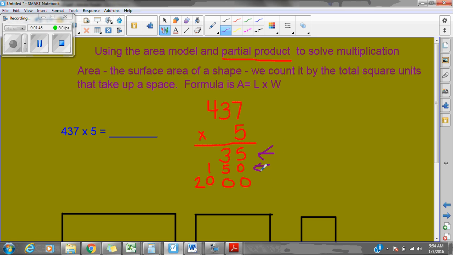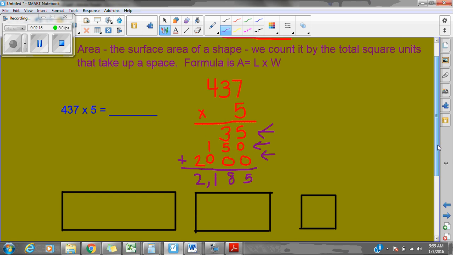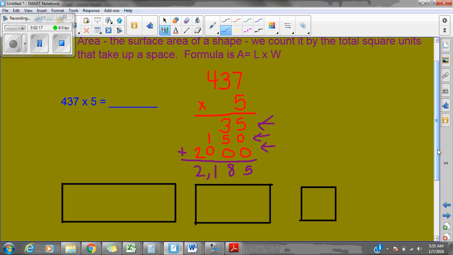And now I'm going to add them all together to get the actual answer to the multiplication, or the actual product. So I know that 5 ones plus 0 ones plus 0 ones is 5. 3 tens plus 5 tens plus 0 is 8 tens. 100 plus 0 is 1 hundred. And 2 thousands is 2 thousands. And here's my comma.